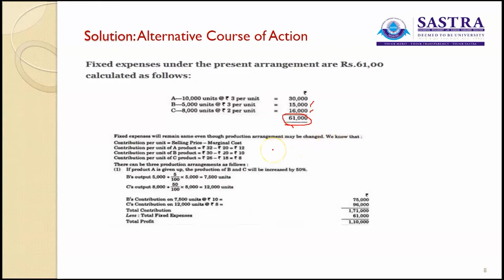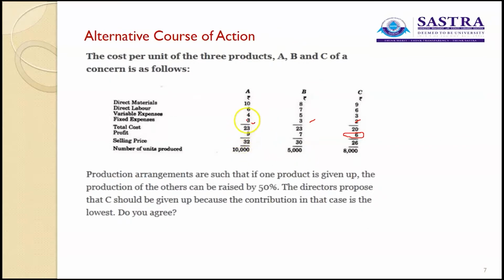Now we are going to calculate the contribution per unit. Contribution per unit is selling price minus your marginal cost. What is your marginal cost? Except for the fixed expenses, we are going to calculate the marginal cost. That is 10 plus 6 plus 4, it will come to 20. Then 8 plus 7 plus 5, it will come to 20 again. Then 9 plus 6 plus 3, it will come to 18. So that is your marginal cost.